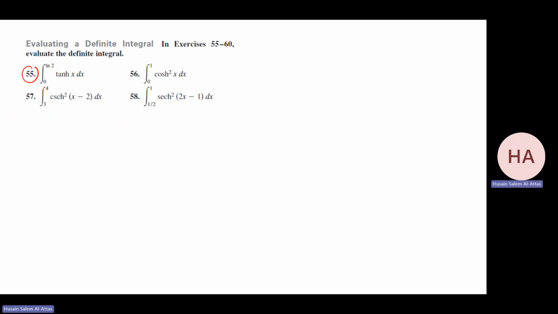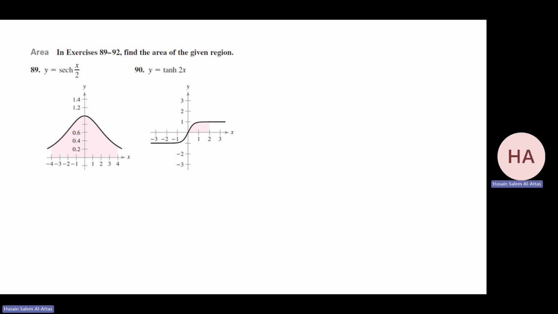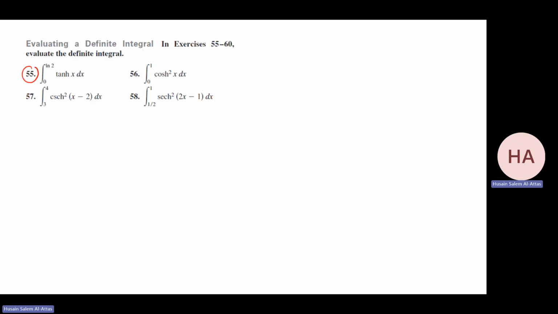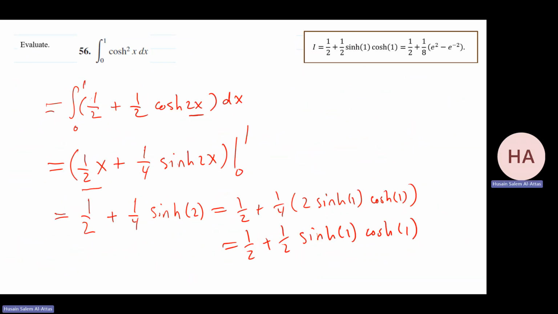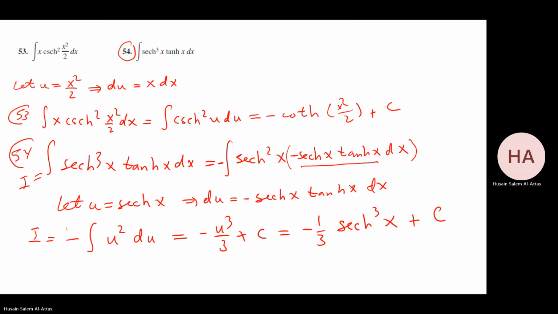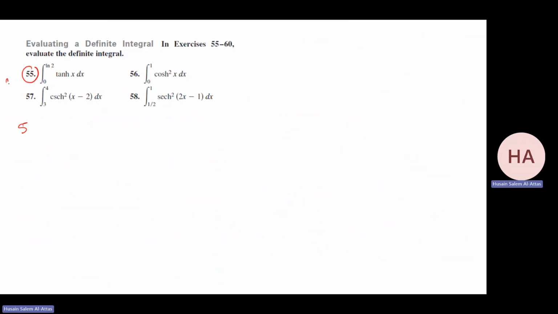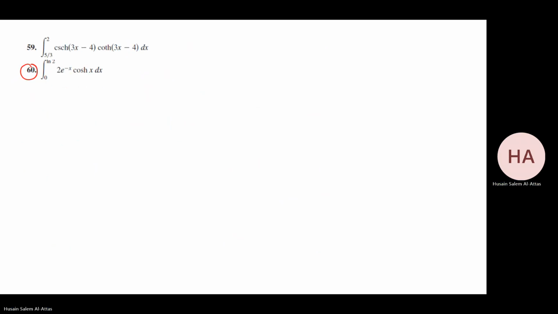Now, as I said, I'll try to do all the problems in this section. 55. I think 55 we did. 55, 56 we did, so I don't need to do it again.